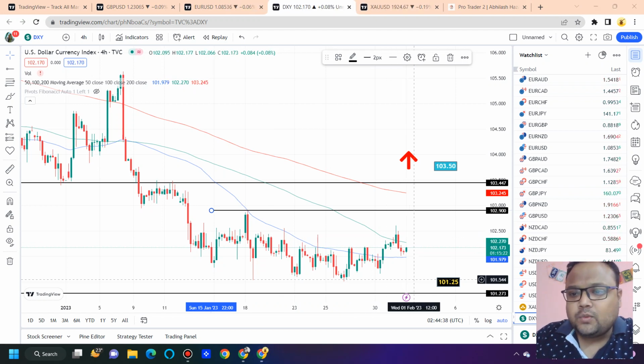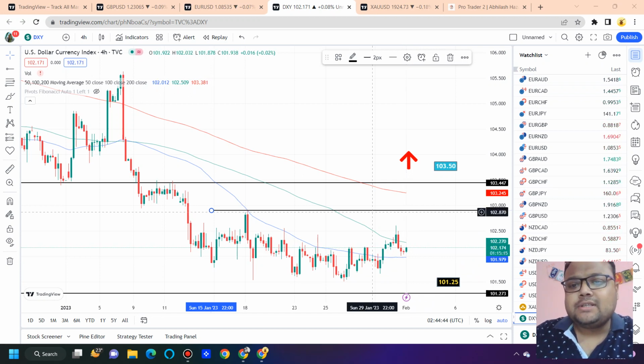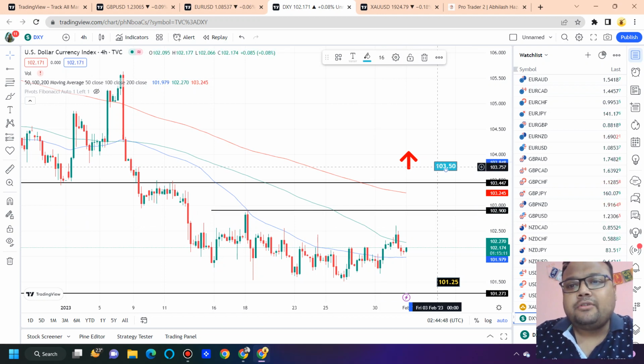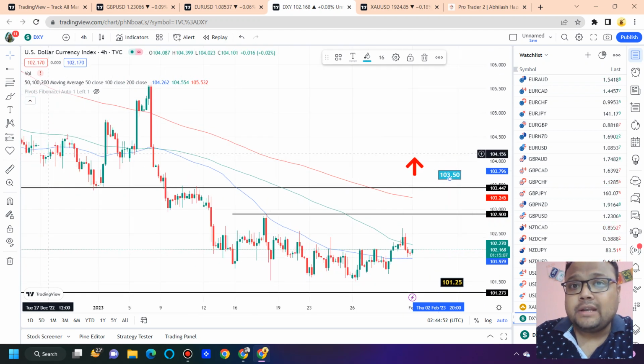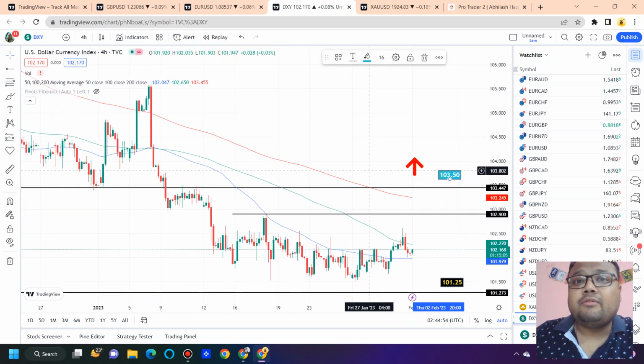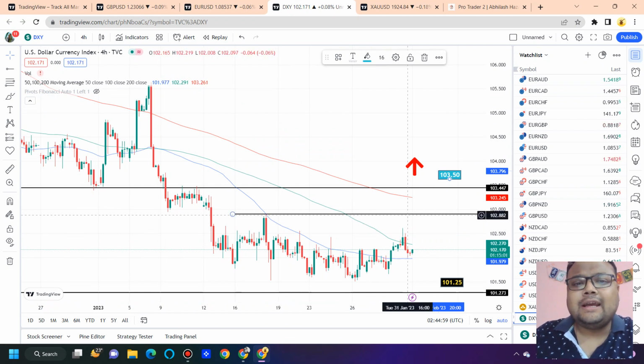DXY is right now standing at 102.17. In case DXY shows some upside also, the road is not clear. The next resistance will be around 102.90, and then we have 103.50. To have a trend reversal on DXY, we need DXY to cross 103.50. We need a V pattern. But as of now for the day, I think 102.90 will act as the next resistance for DXY.